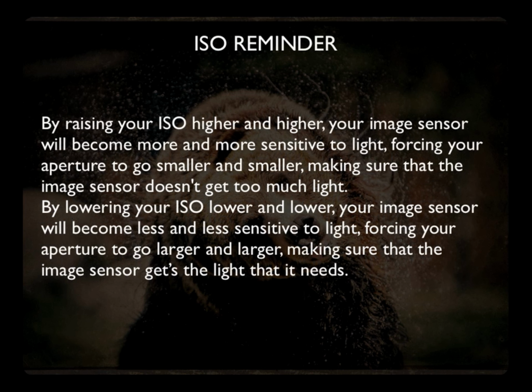By raising your ISO higher and higher, your image sensor will become more and more sensitive to light, forcing your aperture to go smaller and smaller, making sure that the image sensor doesn't get too much light. By lowering your ISO lower and lower, your image sensor will become less and less sensitive to light, forcing your aperture to go larger and larger, making sure that the image sensor gets the light that it needs.